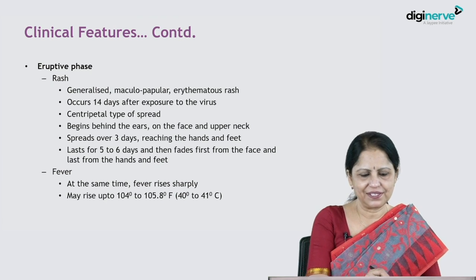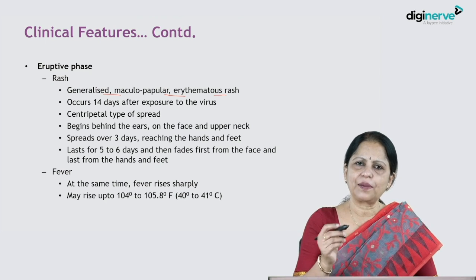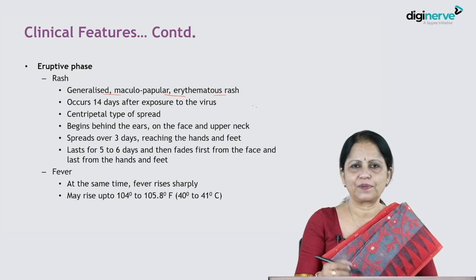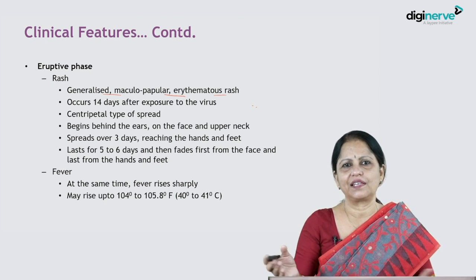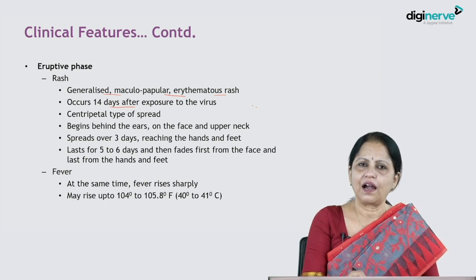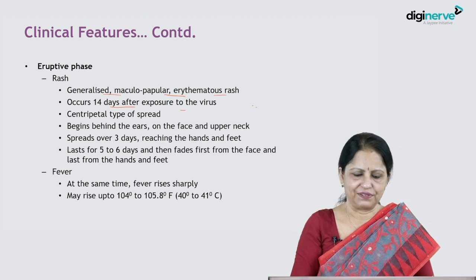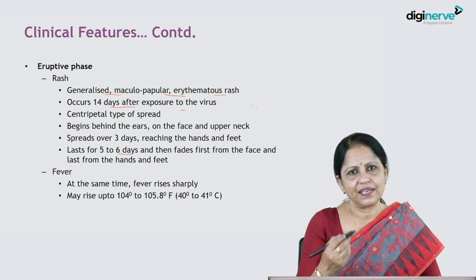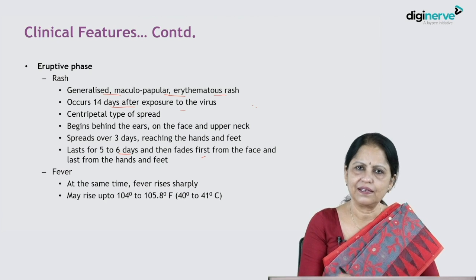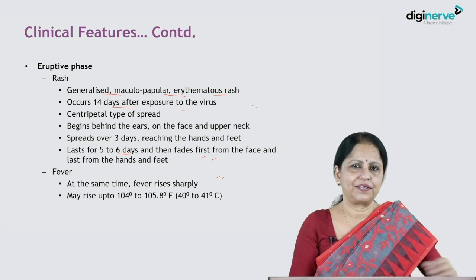Next is the eruptive phase, when the rash appears. It is a generalized maculopapular erythematous rash. It first appears behind the ears, then spreads to the face, then to the body and then to the limbs. That is centripetal distribution. It occurs after 14 days of exposure or after 3 days of fever. The rash lasts for 5 to 6 days and fades, again starting from the face and finally the hands and feet. At that time there is a sharp rise of fever.